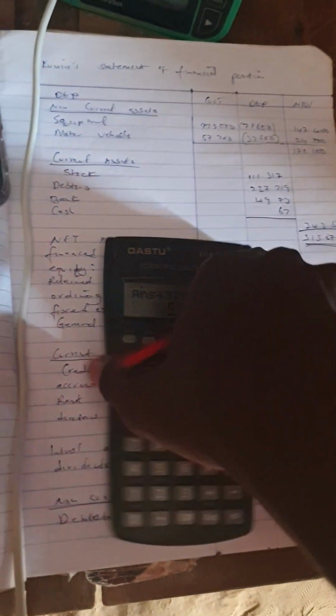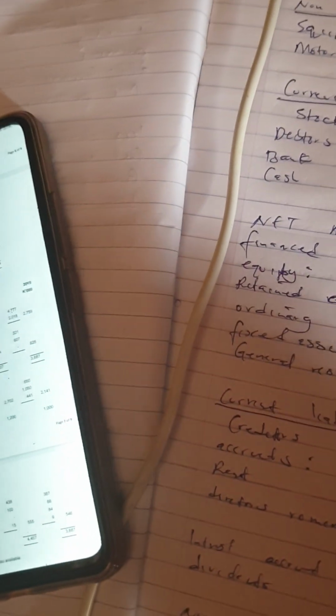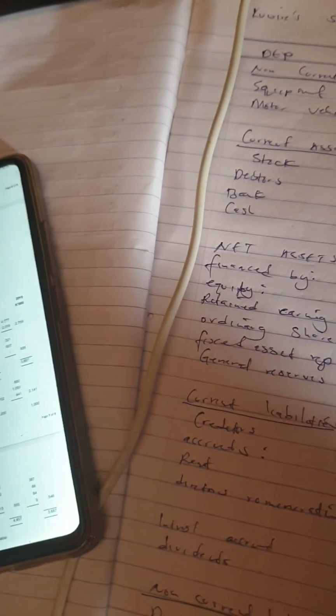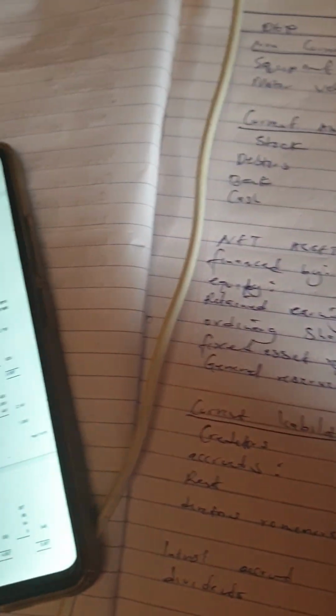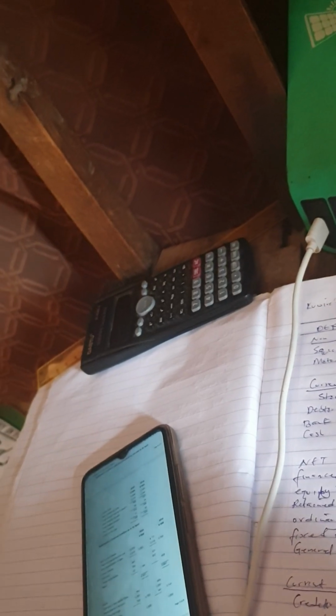We go to the next question. Coming next, we have the statement of cash flows. This is a cash flow statement. So we're going to the cash flow statement. This is our question 4.